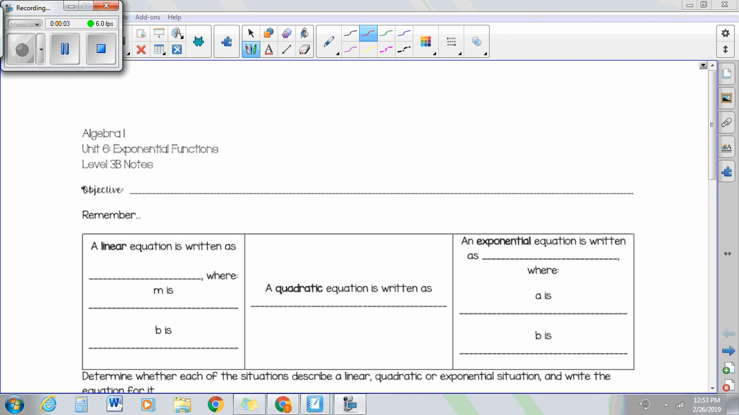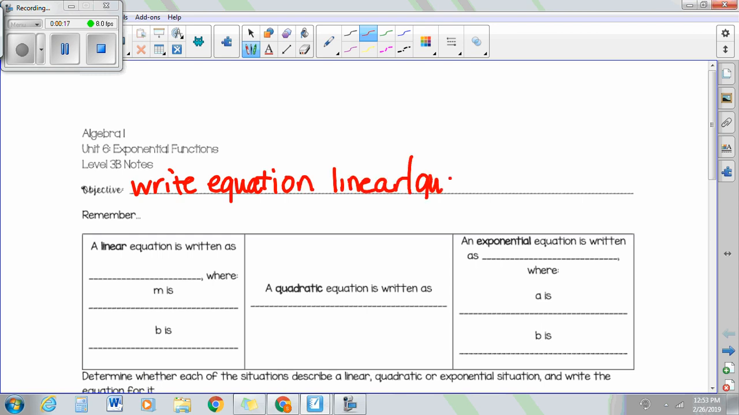In this one, the objective is going to be to write the equation for linear, quadratic, and exponential. Now, I'll go ahead and give you a hint that quadratic questions on the state tests at the end of the year never ask you to write them. So really, we just have to be able to recognize them, but we do have to be able to write linear equations. We do have to be able to write exponential equations. So, just doing these all three together.